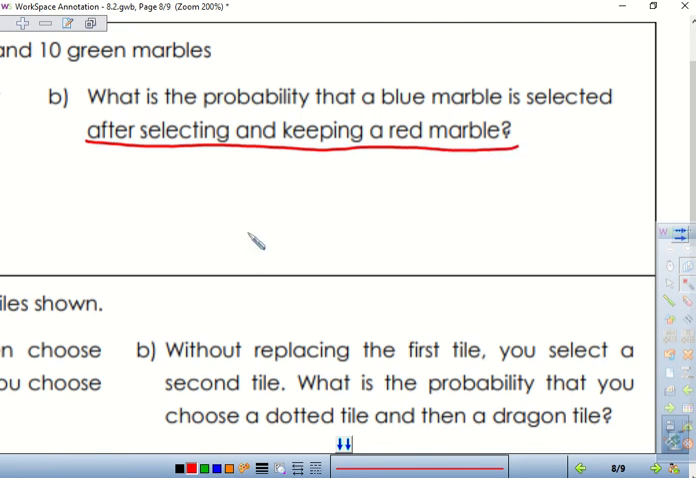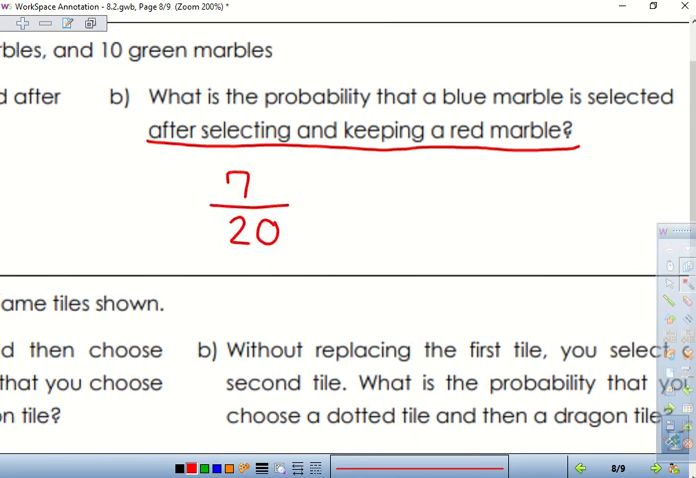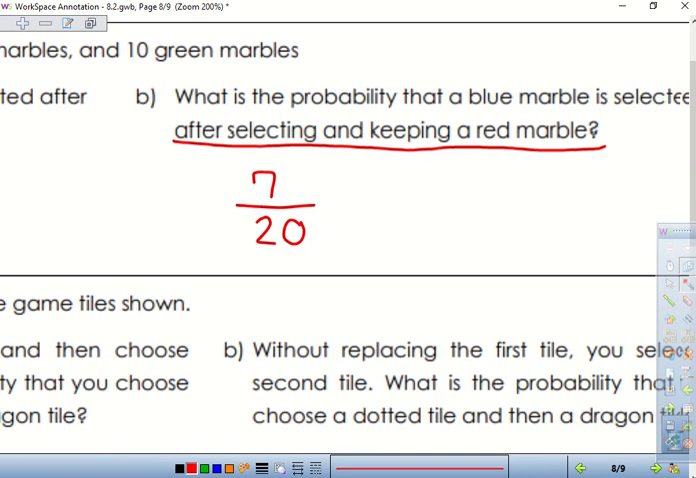Okay. So now, the probability of selecting a blue marble after selecting and keeping a red marble. So, what's the chance of selecting a red marble? It's again 7 out of 20, right? And then you don't replace it, you keep it.